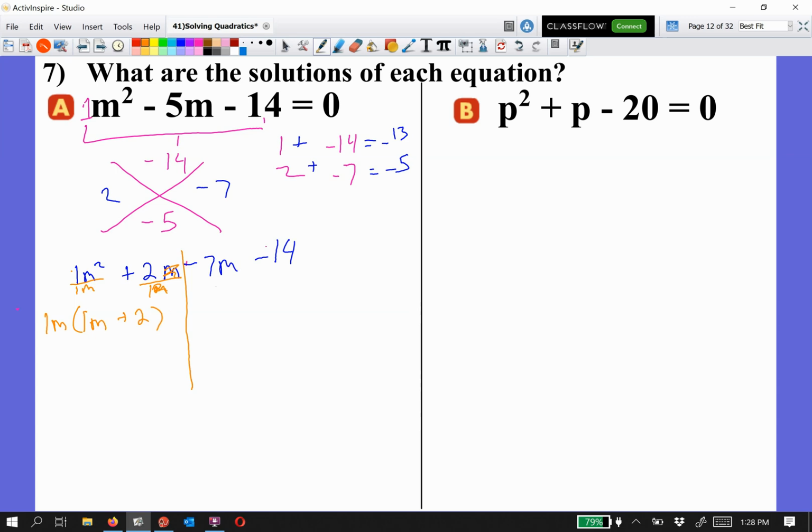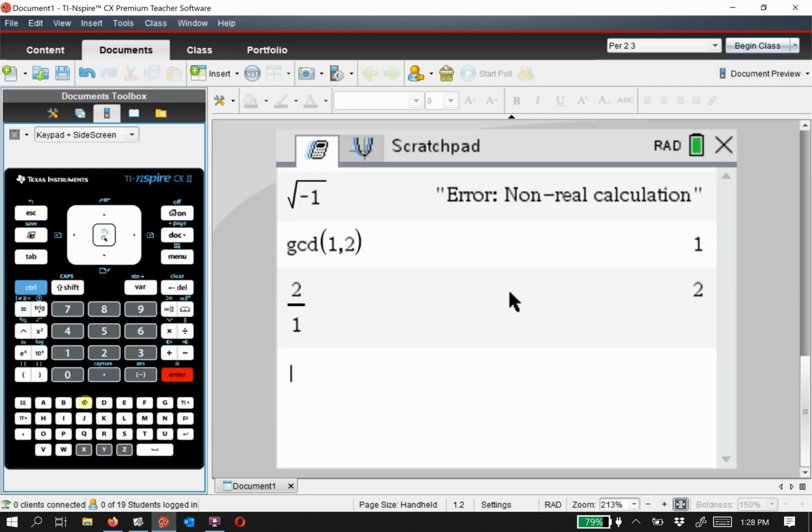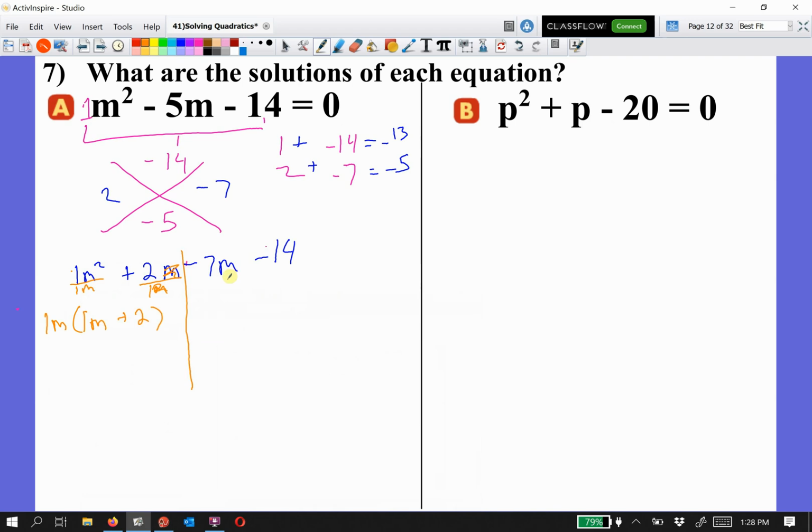We've got 7 and 14. GCD, parentheses 7 comma 14. Enter. 7. Great. So divide both these by 7. Now if I remember, there's a negative in front, which means I've got to make my first one negative like that. If the first term is not negative, it stays positive. I don't care about the second term. But we've got negative 7 divided by negative 7.